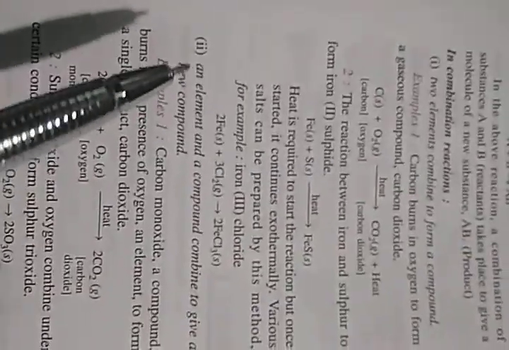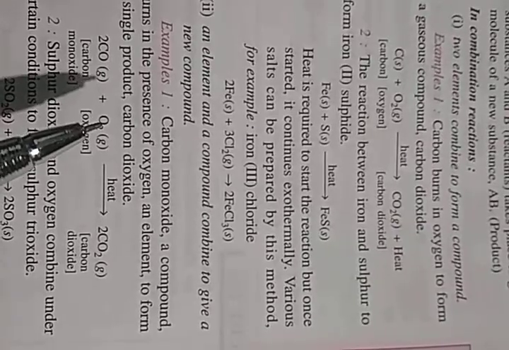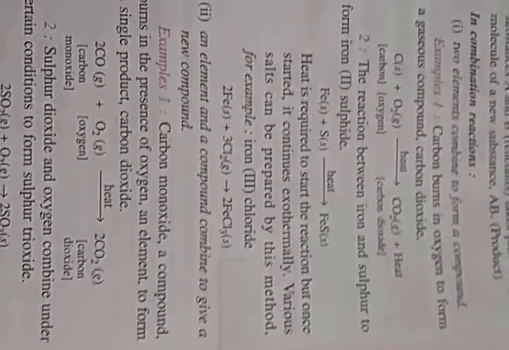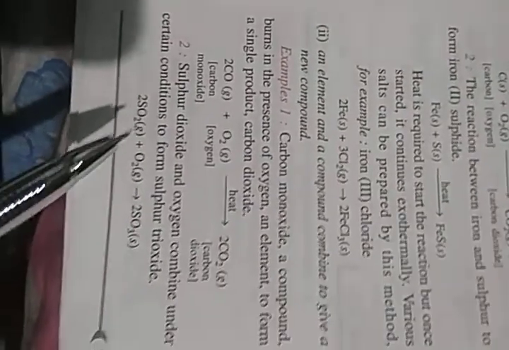Or one element and one compound. Here oxygen is an element, and carbon monoxide is a compound. They combine together to form a single product, carbon dioxide. So one element and one compound may combine to form a new compound. Likewise, sulfur dioxide is a compound, oxygen is an element, and it forms sulfur trioxide.